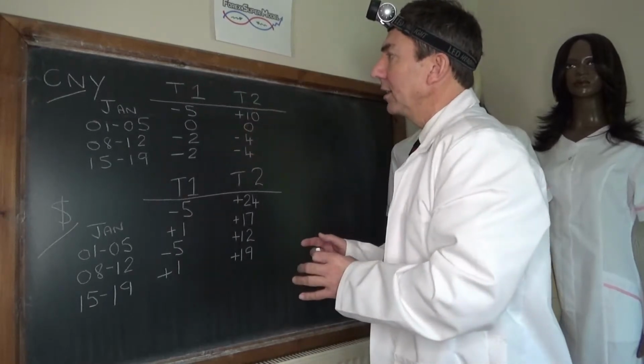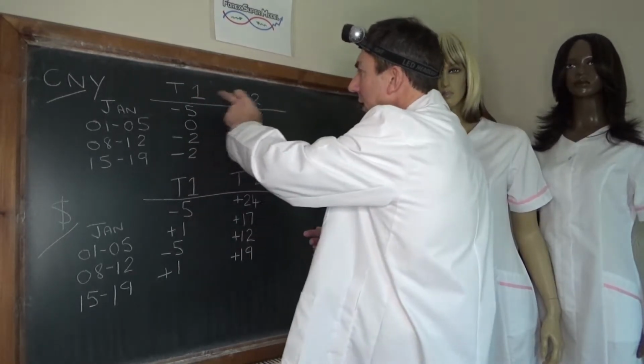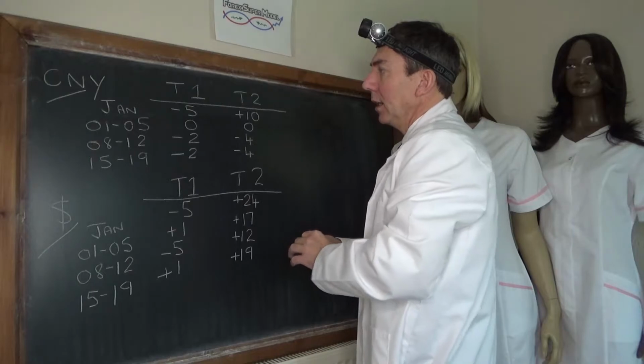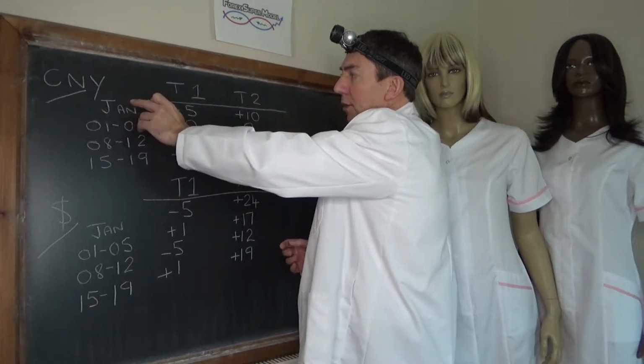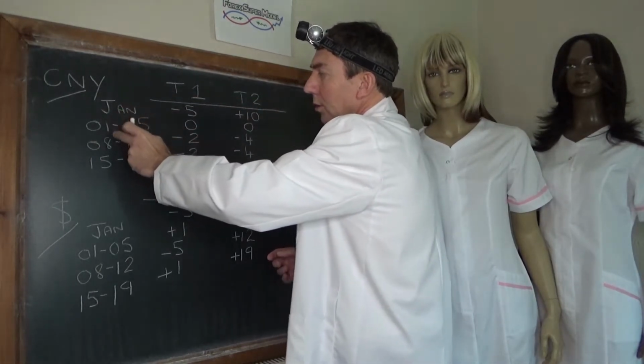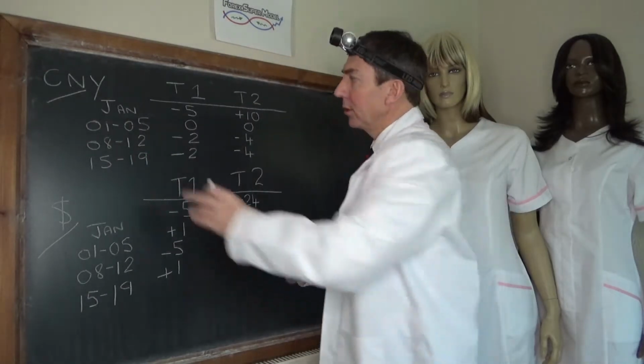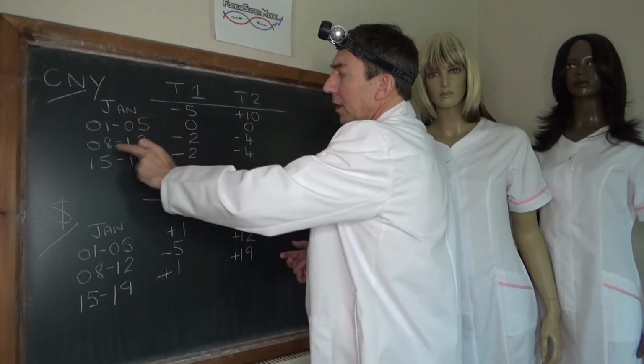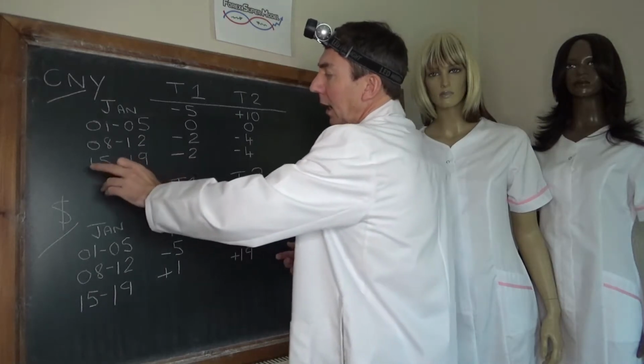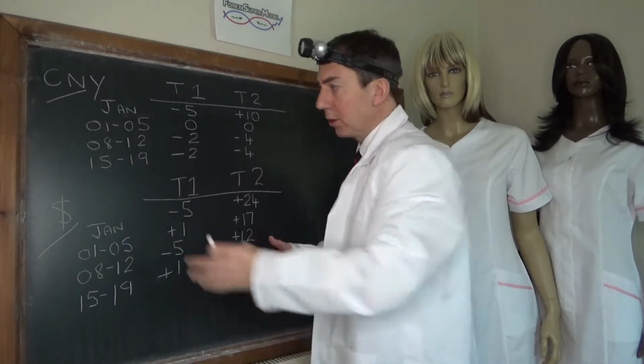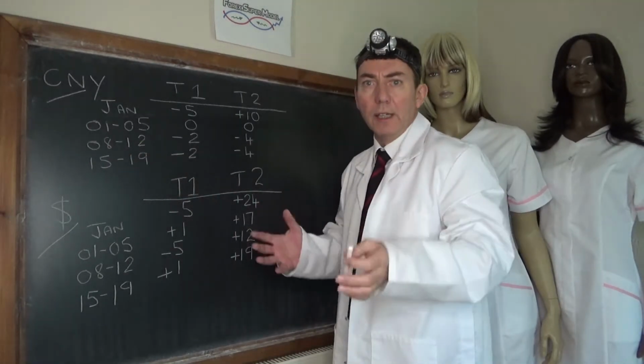We've got China data here, so we've got tier 1 and tier 2 data, and we've got the whole of January, and then we've got weeks 1, 2 and 3 of February. So week 1 is the 1st to the 5th, week 2 is the 8th to the 12th, and the last week, which is the week we're talking about, 15th to 19th in trading terms.